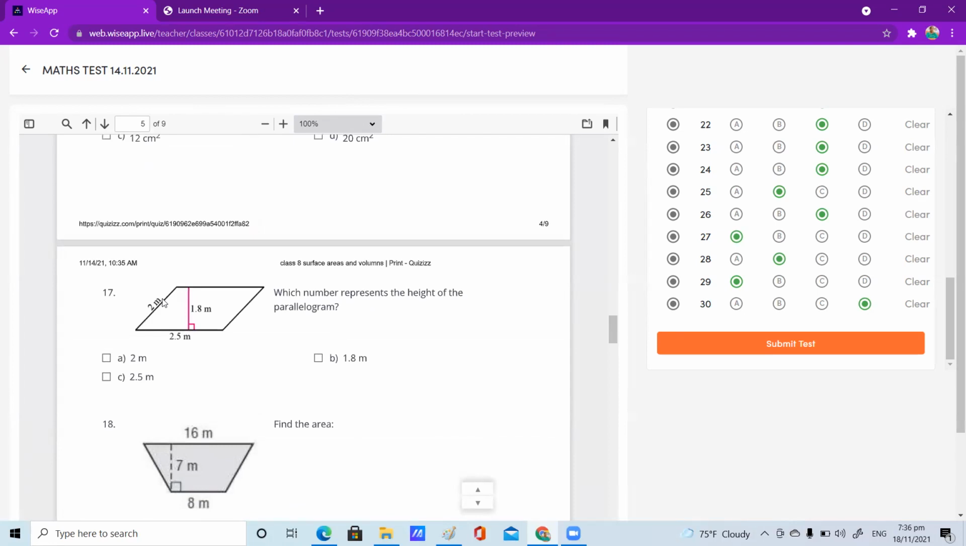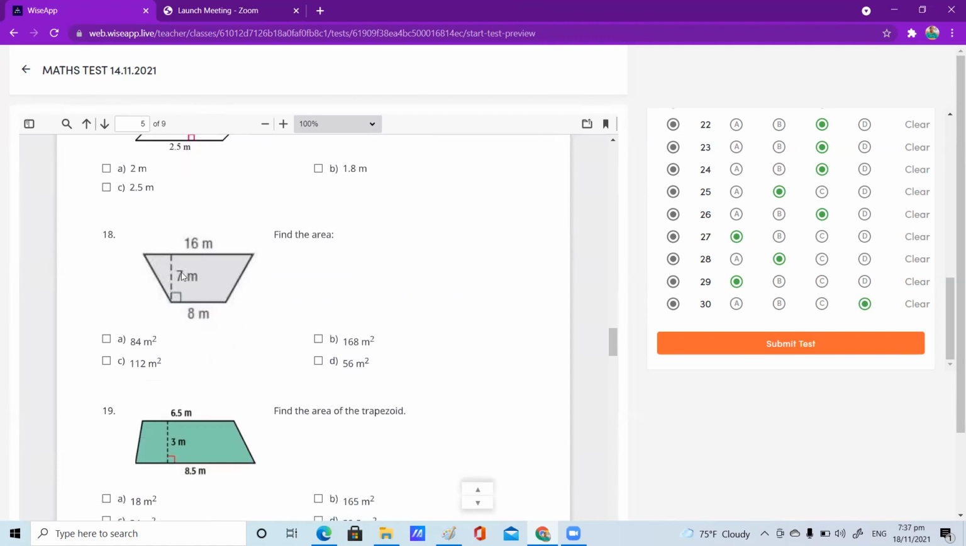Here, which number represents the height of the parallelogram? Height means perpendicular distance. That's a perpendicular, where it makes 1.8 meters is the perpendicular. Yes, we can't take 2 meters. It's not a height. Why? Because height is always altitude. Altitude means perpendicular distance drawn from the side. 1.8.